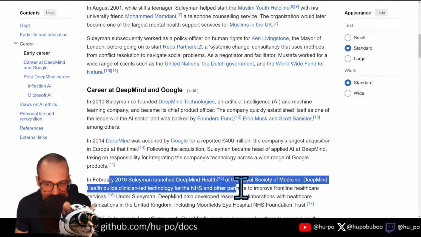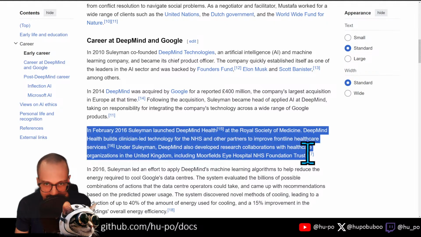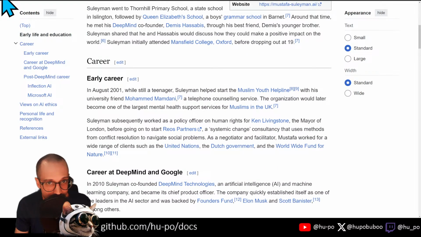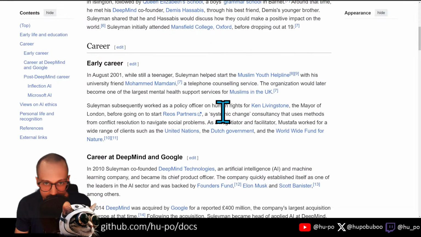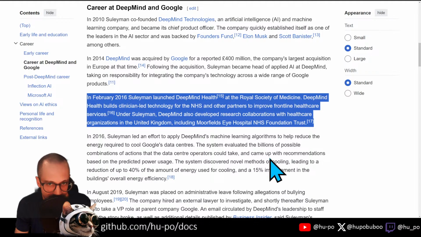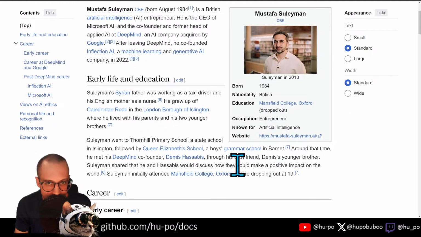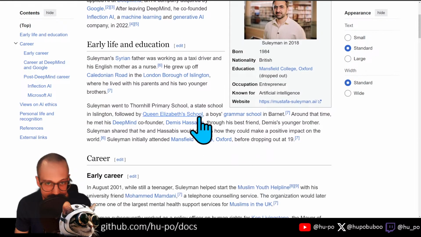The competitive moat that this guy has, and the reason Microsoft got this guy, is because he's the key to the healthcare. I might have said this before, but this is my conspiracy theory: the reason they want this guy is because he can get you the healthcare data. He has the personal relationships with all the healthcare providers in the UK. So if you hire this guy, you get all the healthcare data, which is worth a lot.